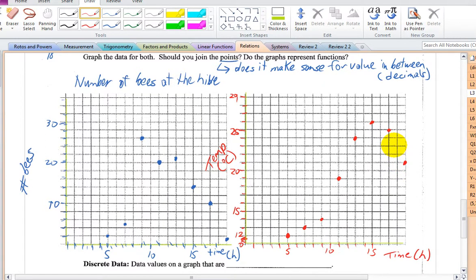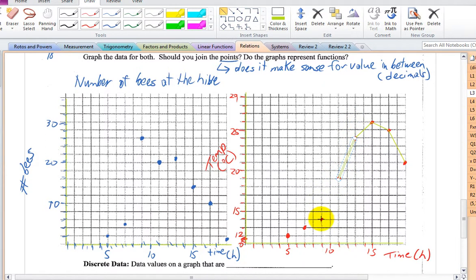Okay, now since temperature you can do decimals, right? 19.1 degrees, 19.2, 19.3. It makes sense to connect these with a line because there's going to be values in between. So what I'm going to do is just connect these with a line from point to point. Using a ruler is best. It's also good to use a different color so you can clearly see.